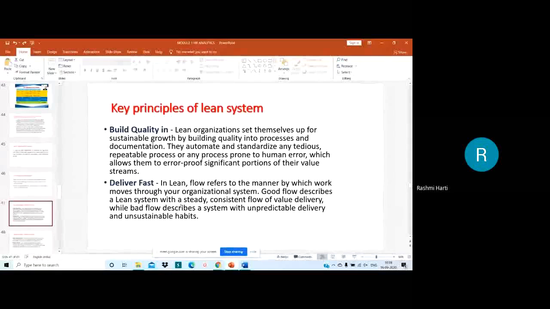Then deliver fast. In lean, flow refers to the manner by which work moves through your organization system. So everything is planned in such a neat way that the flow is very steady and consistent, and it delivers the value which is required to the customers. While bad flow, which describes a system with unpredictable delivery or unsustainable habits, is avoided. So that's what we could say is lean.